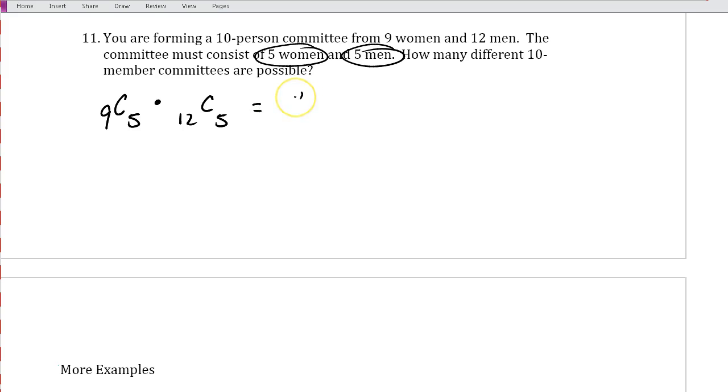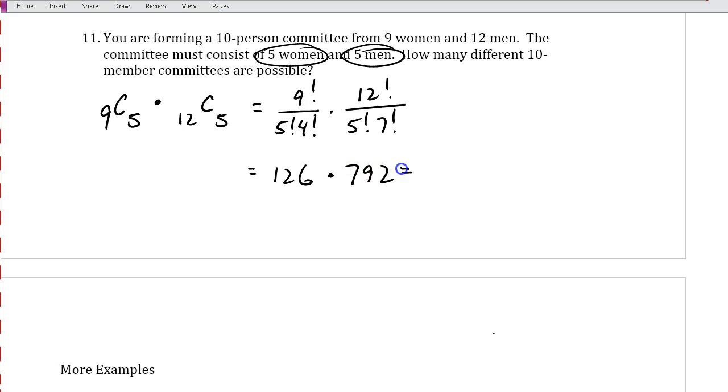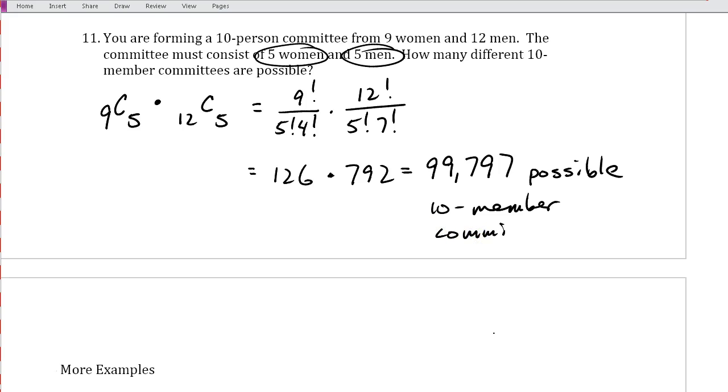So 9 choose 5 would be 9 factorial over 5 factorial times 4 factorial, and 12 choose 5 would be 12 factorial over 5 factorial times 7 factorial, which would be 126 times 792, or 99,792 possible 10-member committees.